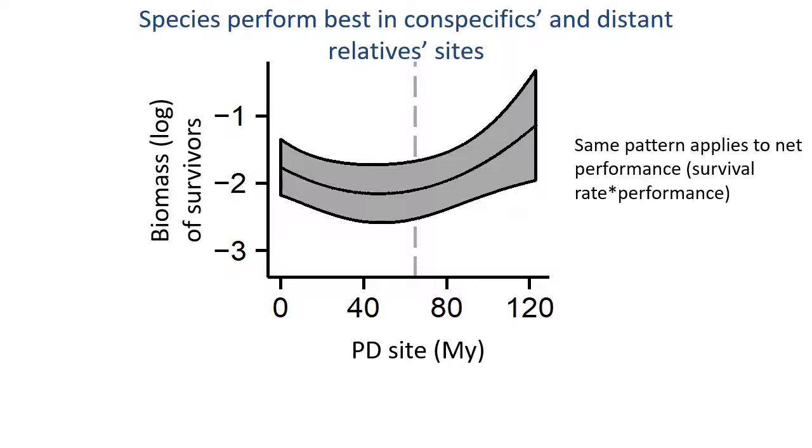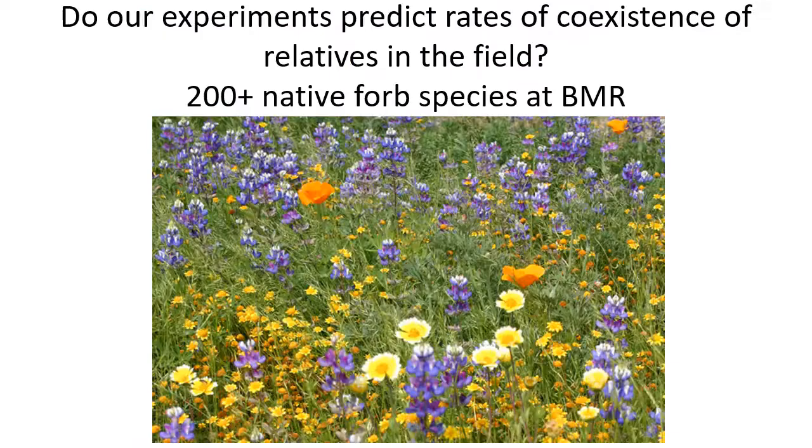And if we multiply survival rate by performance, we basically get the same pattern, except this drops down a little bit to be even more even here. So these results would suggest that we would predict spatial repulsion of congeners and confamilials at the reserve. So then we went to ask whether or not our experiments could actually predict the patterns in this 200 plus native forb species community at Bodega.